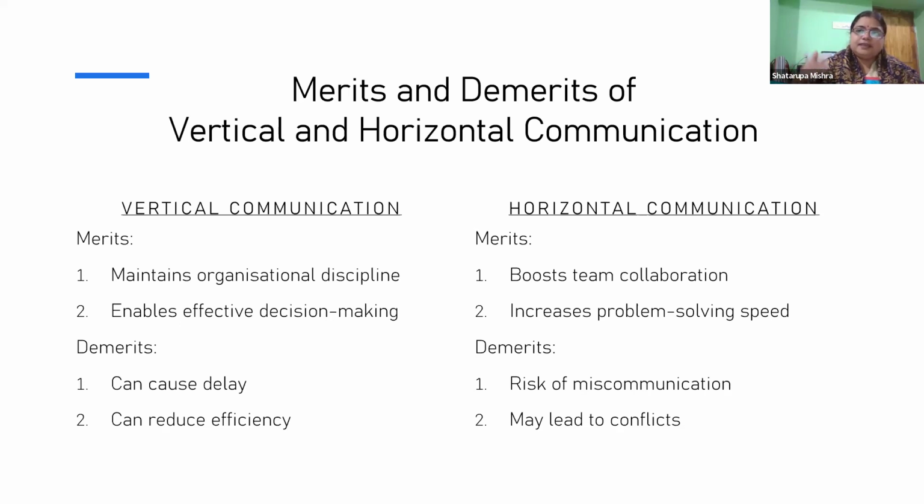There is a discipline to be maintained. But when we are talking about people at the same level, we don't care that much about discipline. And if it is necessary, we will not shirk from fighting even. All right. So this may lead to conflicts.